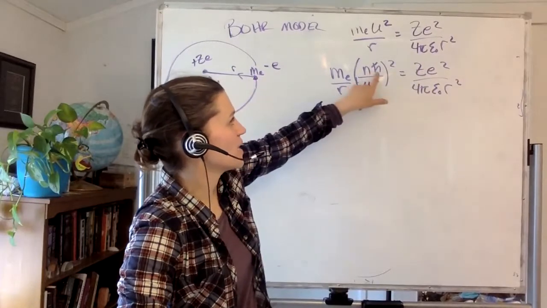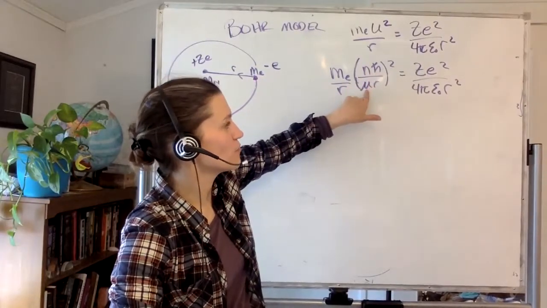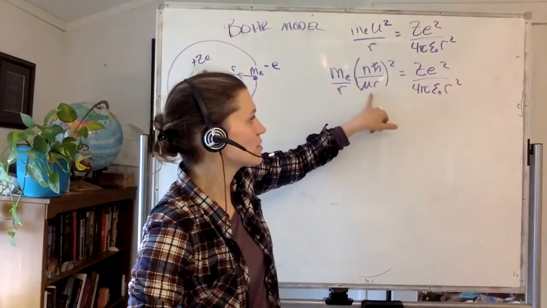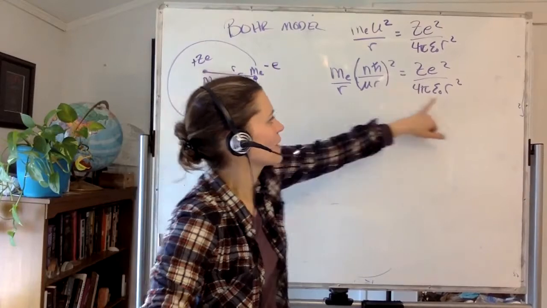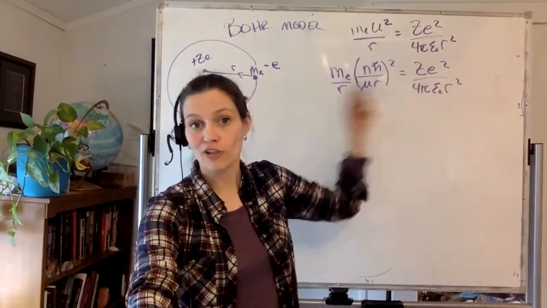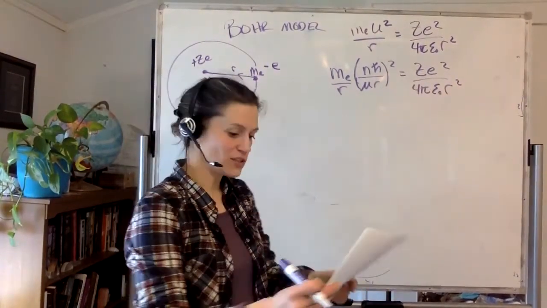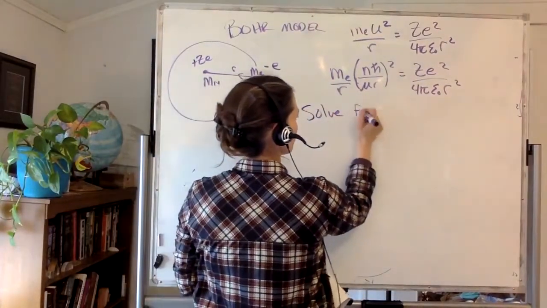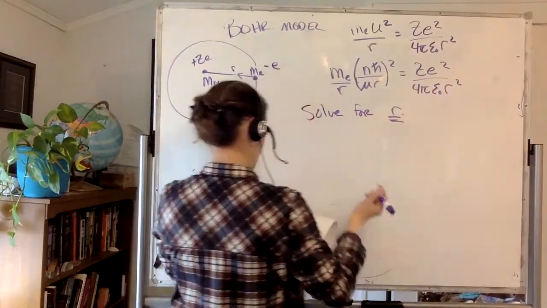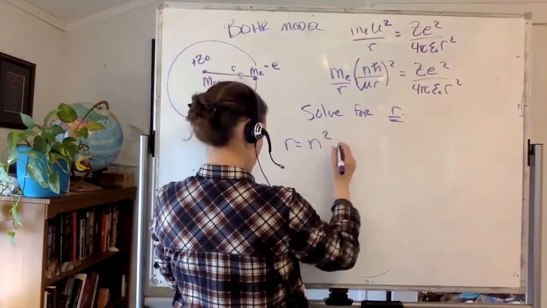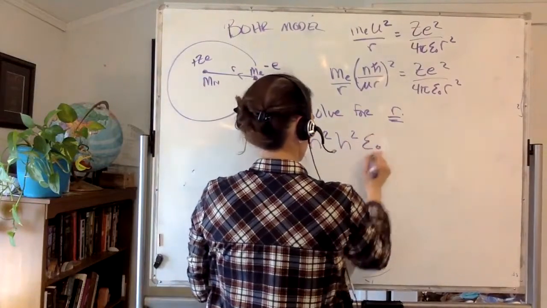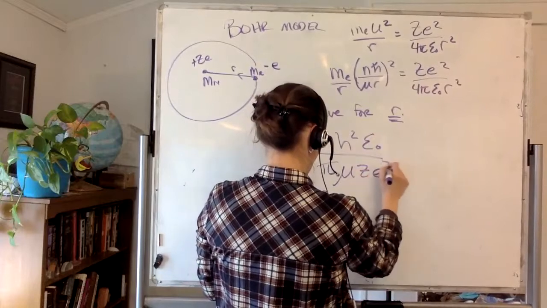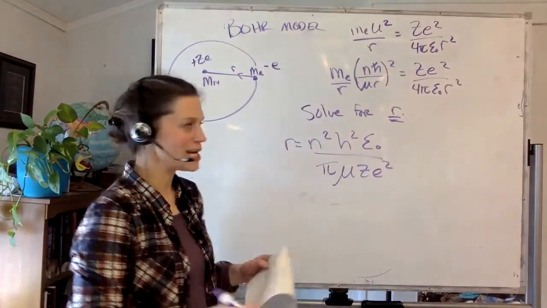So velocity was equal to n h bar, there's the quantization, divided by reduced mass times r. That's squared because you've got u squared. Now notice how I have an r and an r. I'm going to just solve for r, so get r on one side of the equation and everything else on the other. If I do that, r equals n squared h squared epsilon 0 divided by pi mu Z e squared. Go team!